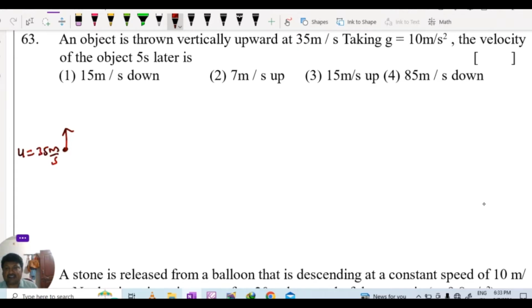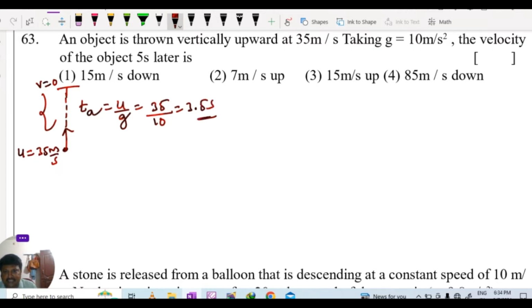So first calculate the time taken by the object to reach the maximum height. That means when the final velocity becomes 0. This time we can call the time of ascent. Already we know the time of ascent formula is u by g. So u is equal to 35 meter per second, g is equal to 10, that is equal to 3.5 seconds.